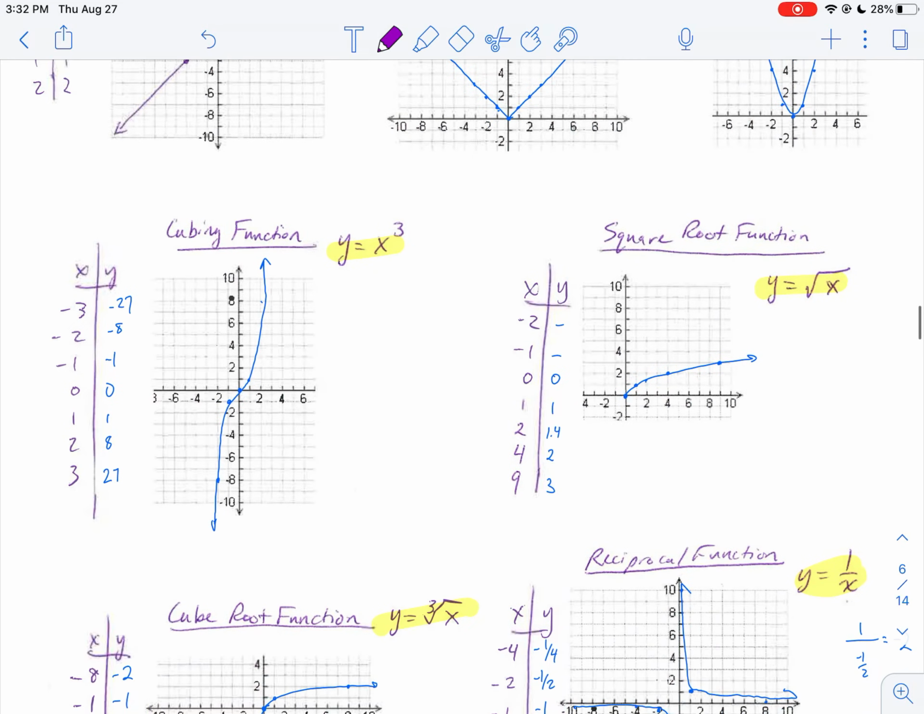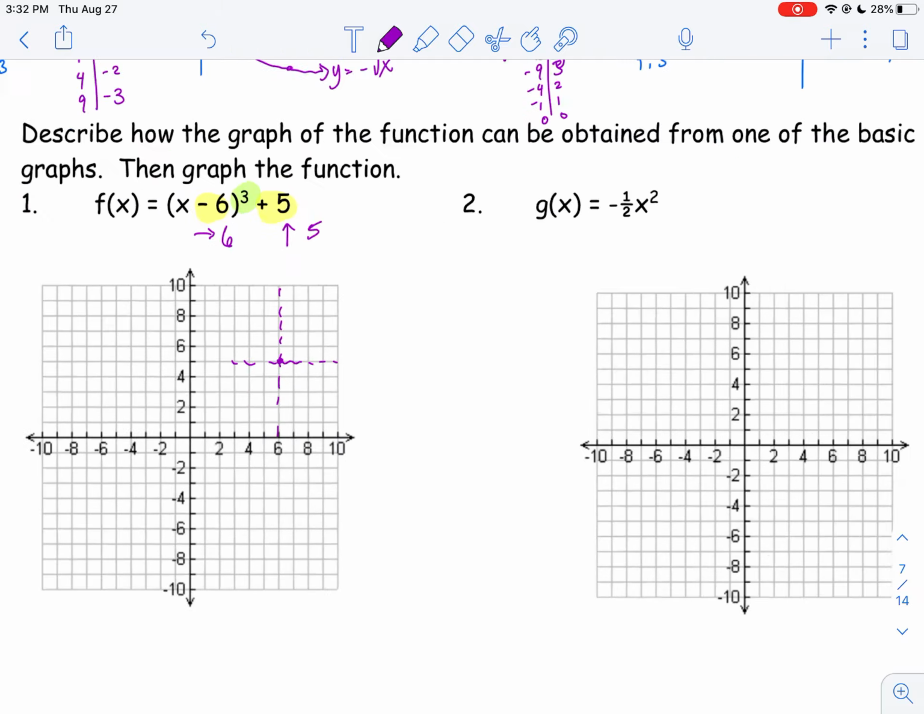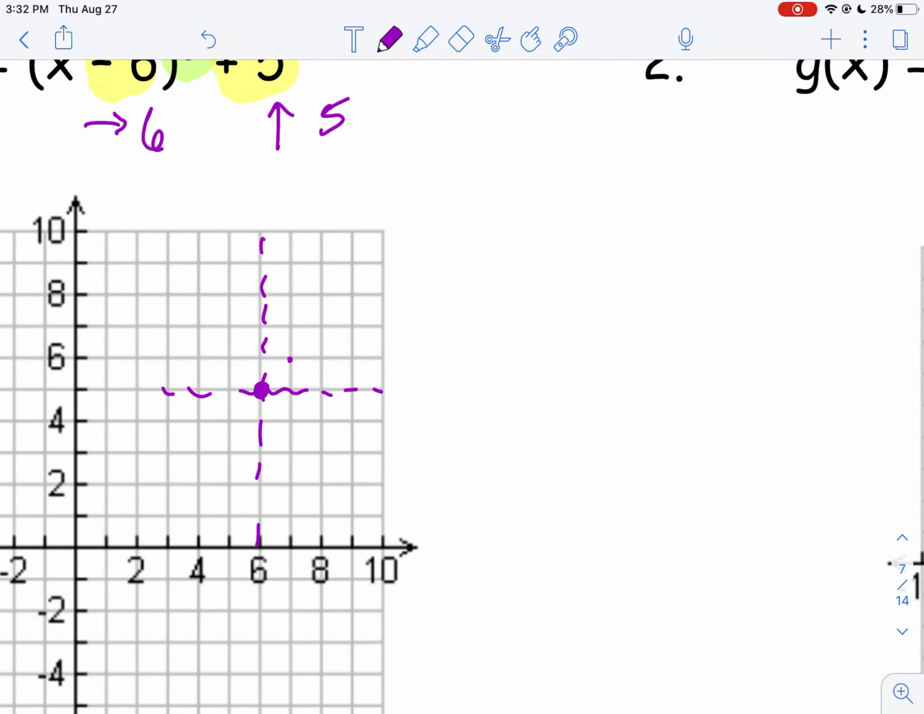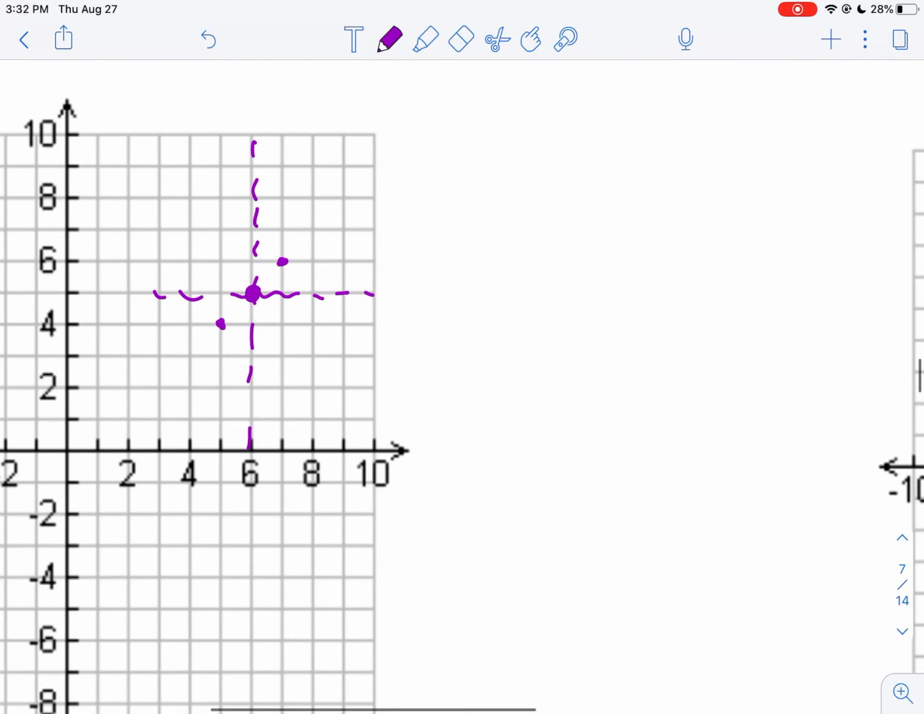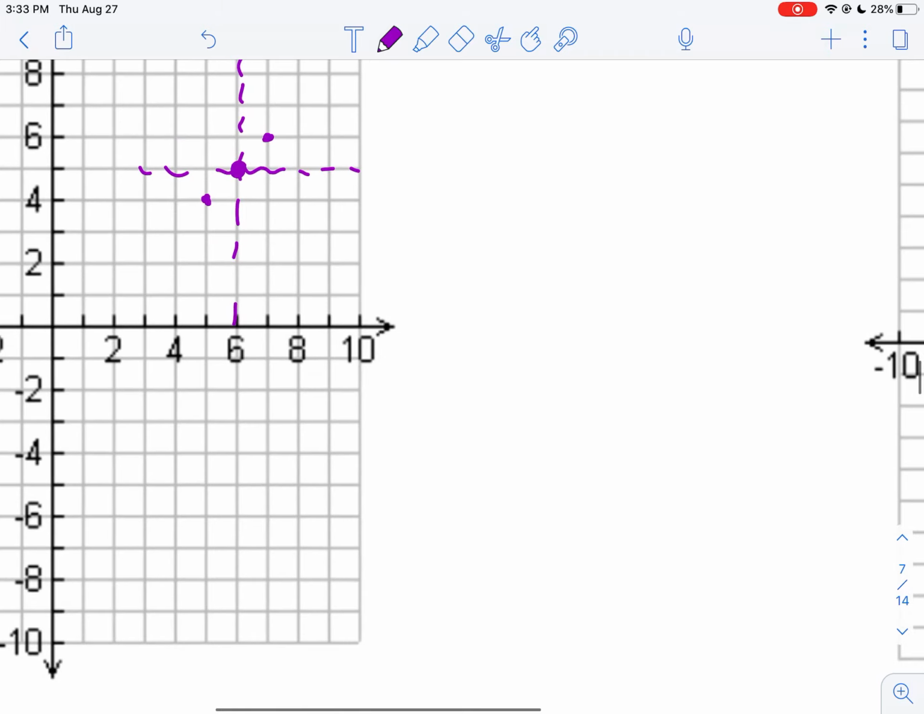So if you need to, go back and look at your cubing function. That's what it looks like. You can see 3 kind of points here, and then the points 2, 8, and negative 2, negative 8. We can do those exact same things down here. I know it's going to be moved right 6 and up 5. That's right here. So the way I think of it is this is my new x-axis. So I've got a point here, over 1, up 1, over 1, down 1, and then over 2, up 8, which is maybe about here. Down, over 2, down 8.